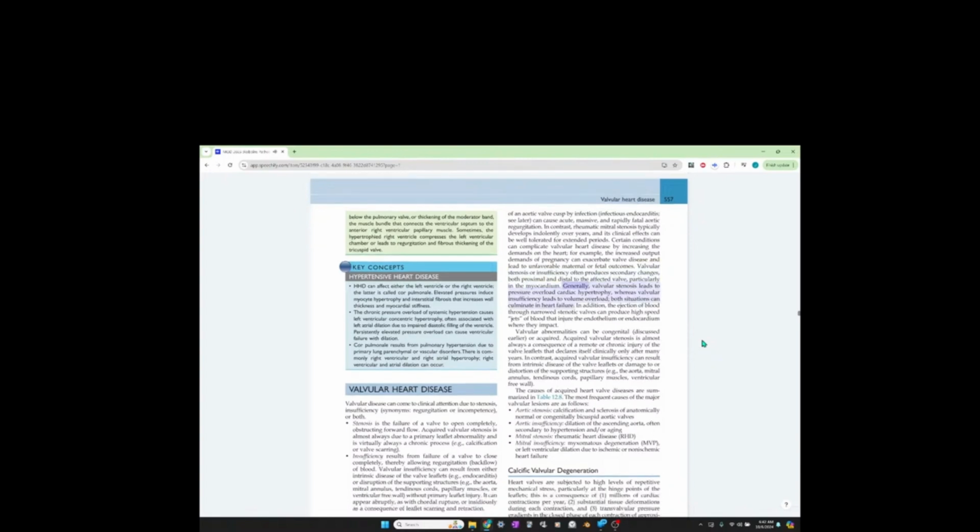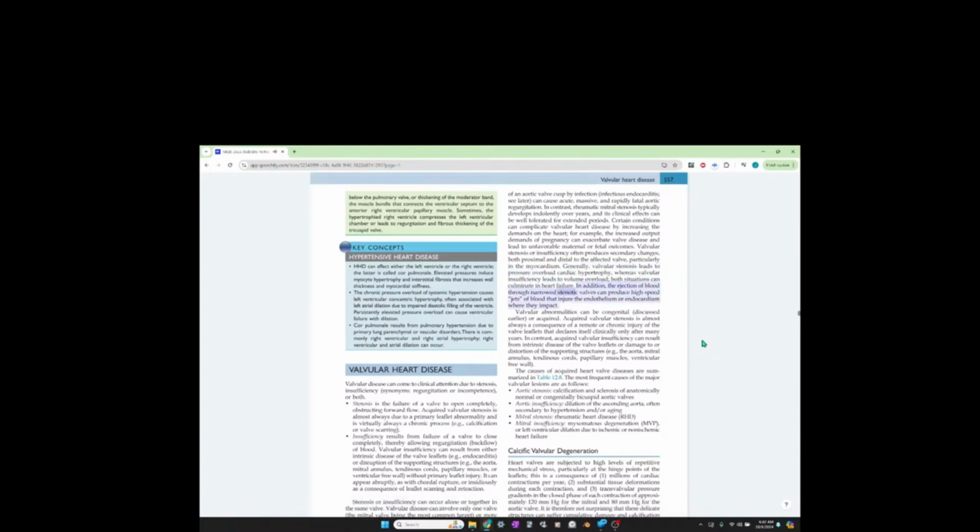For example, the increased output demands of pregnancy can exacerbate valve disease and lead to unfavorable maternal or fetal outcomes. Valvular stenosis or insufficiency often produces secondary changes, both proximal and distal to the affected valve, particularly in the myocardium. Generally, valvular stenosis leads to pressure overload, cardiac hypertrophy, whereas valvular insufficiency leads to volume overload. Both situations can culminate in heart failure. In addition, the ejection of blood through narrowed stenotic valves can produce high-speed jets of blood that injure the endothelium or endocardium where they impact.